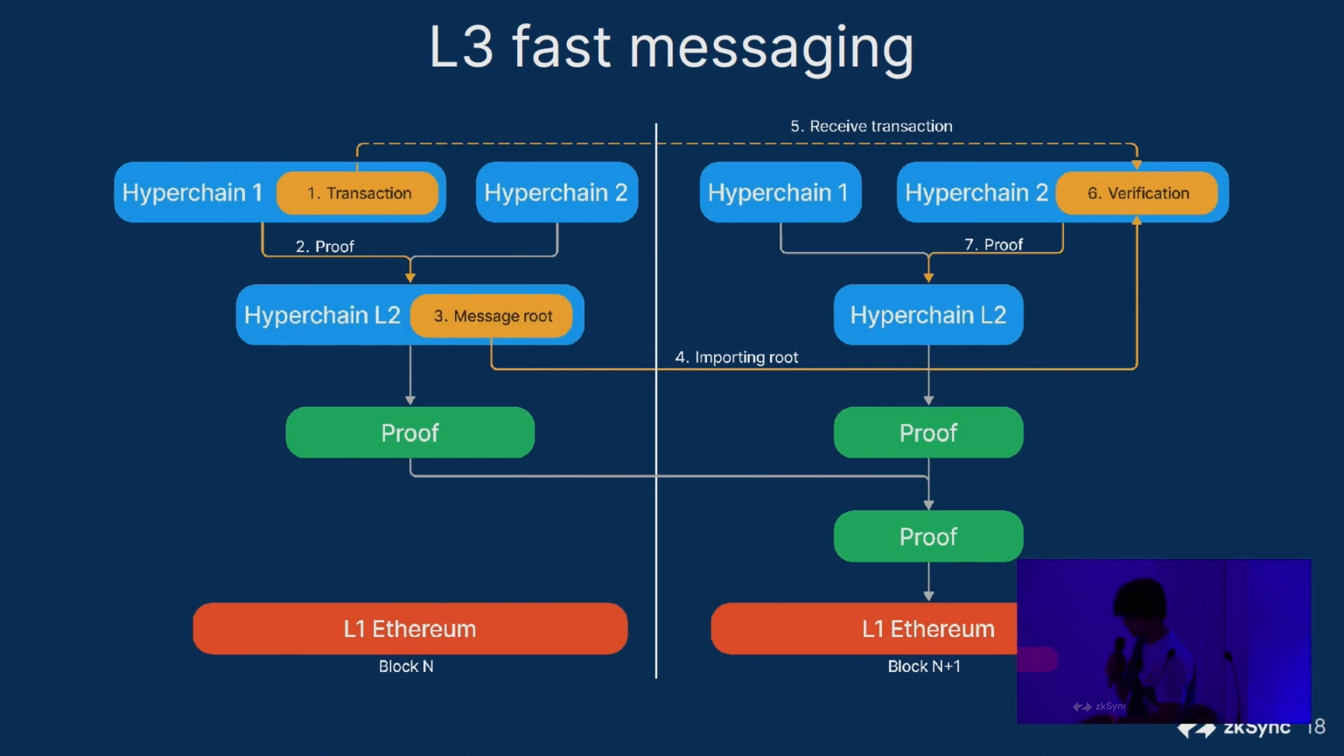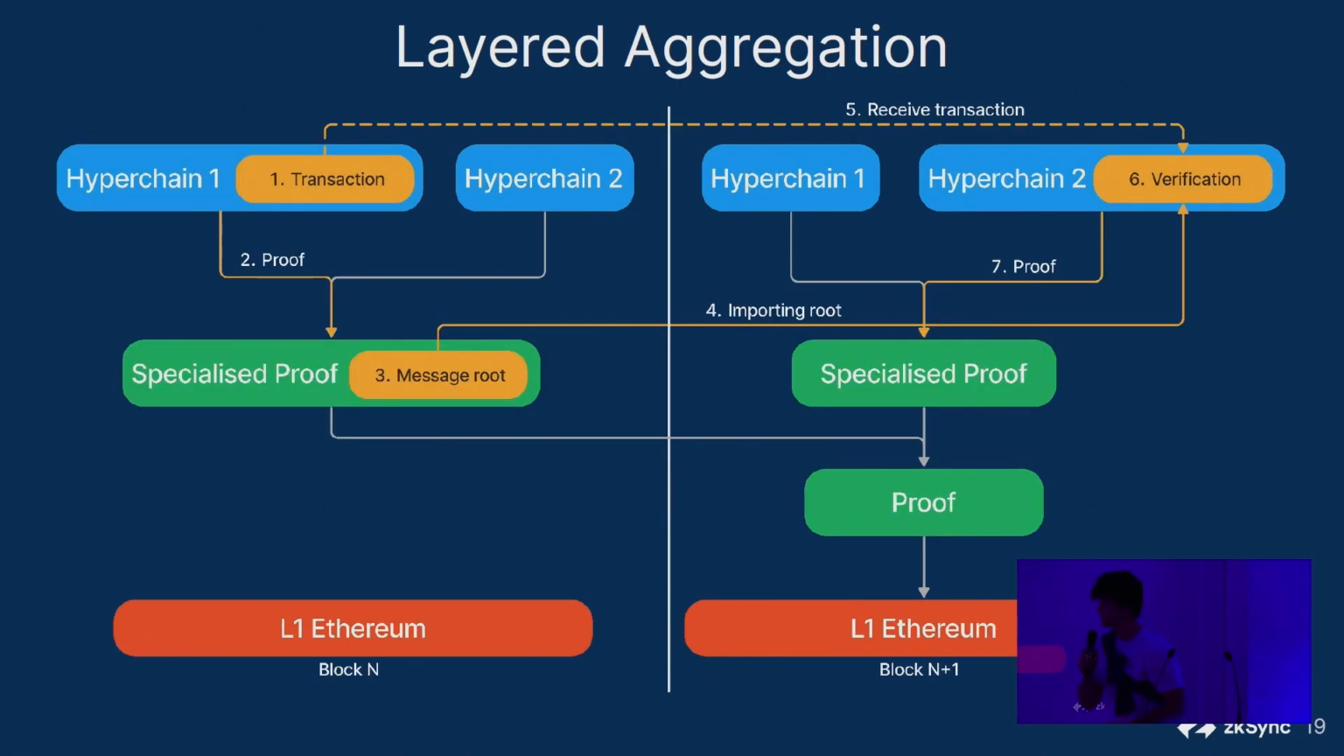And this is possible. We just need to remove the virtual machine layer 2. We need to replace it with a specialized proof. The specialized proof will do the same things as a virtual machine did, but only for layer 3s. So it will only handle the settlement of the layer 3s and the messaging. It will not do additional transactions, and it will not be a full Turing-complete virtual machine.